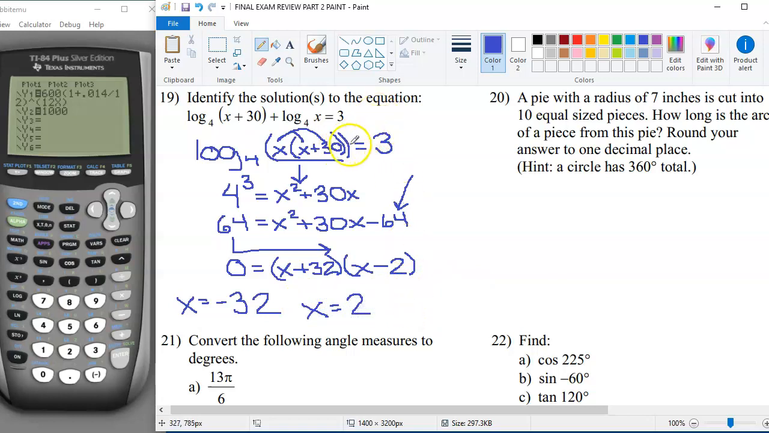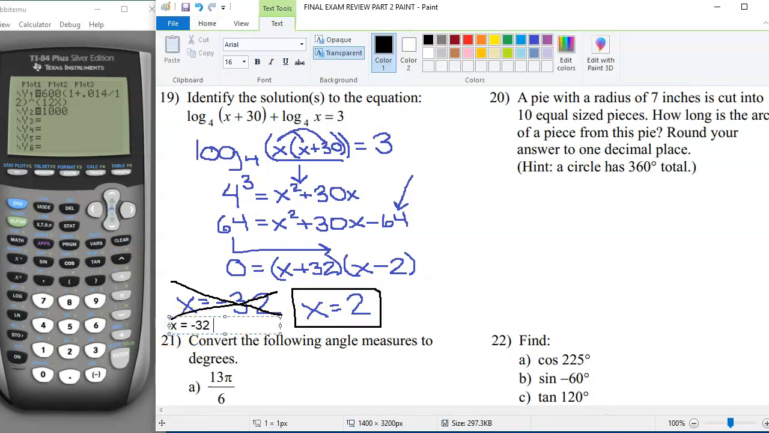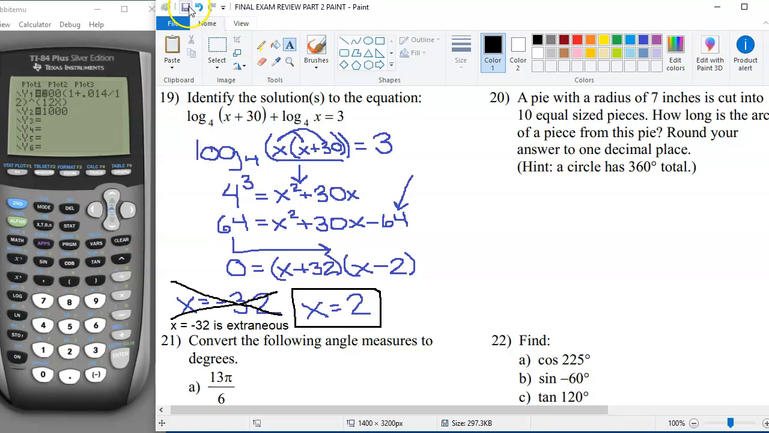It did say to, on the previous question, check for extraneous solutions. If you went back in and you plugged in negative 32 for x, that would not work. It would be extraneous because you would be trying to take the log of a negative number, which is a no-go. So I would actually throw this one out, and then I would just say x equals 2. And if anybody asks you why, you would say x equals negative 32 is an extraneous solution, as in you plug it in, you tried it out, it didn't work. So x equals 2 would be the solution they are looking for. Okay.